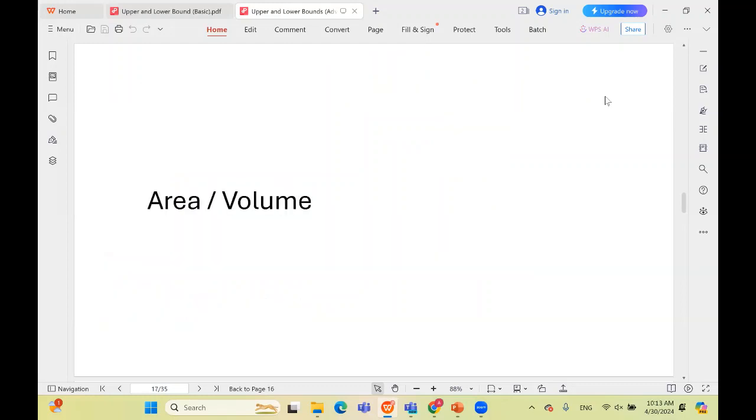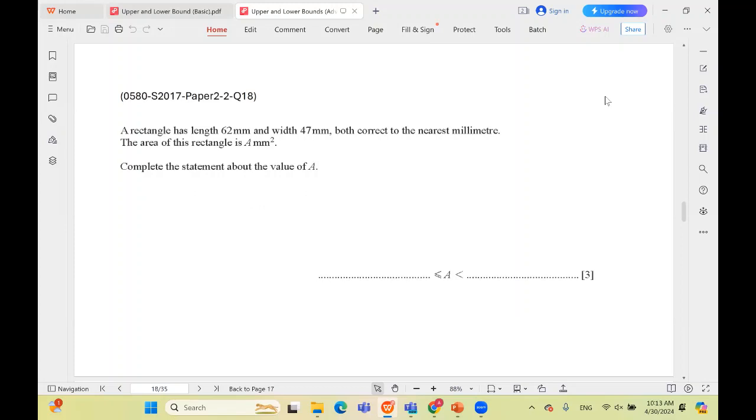Next, we move on to area and volume. A rectangle has length 62 millimeters and width 47 millimeters, both correct to the nearest millimeter. The area of this rectangle is A. Complete the statement about the value of A. So again, we need to get the lower and upper bounds for the area.